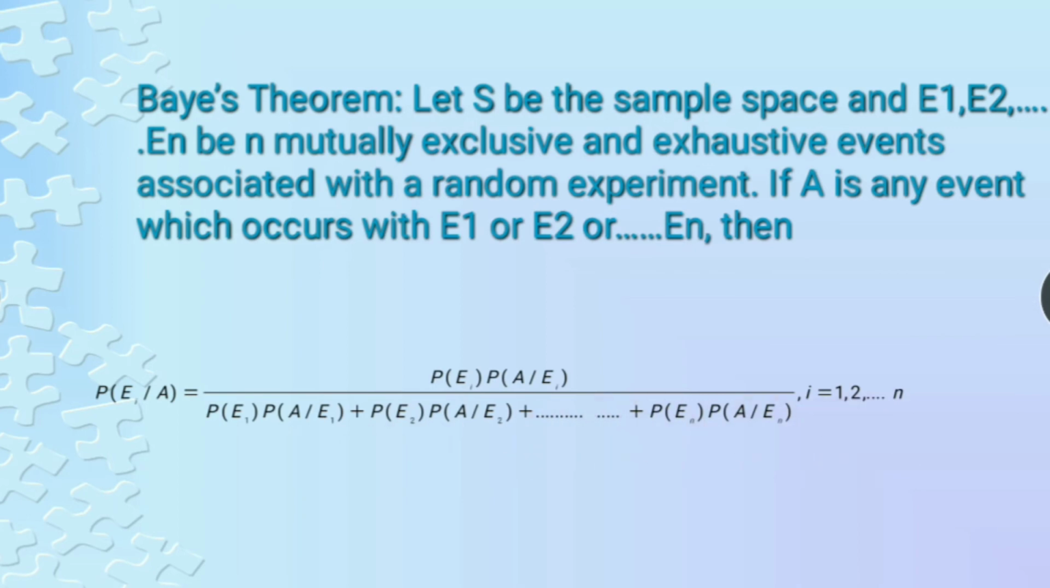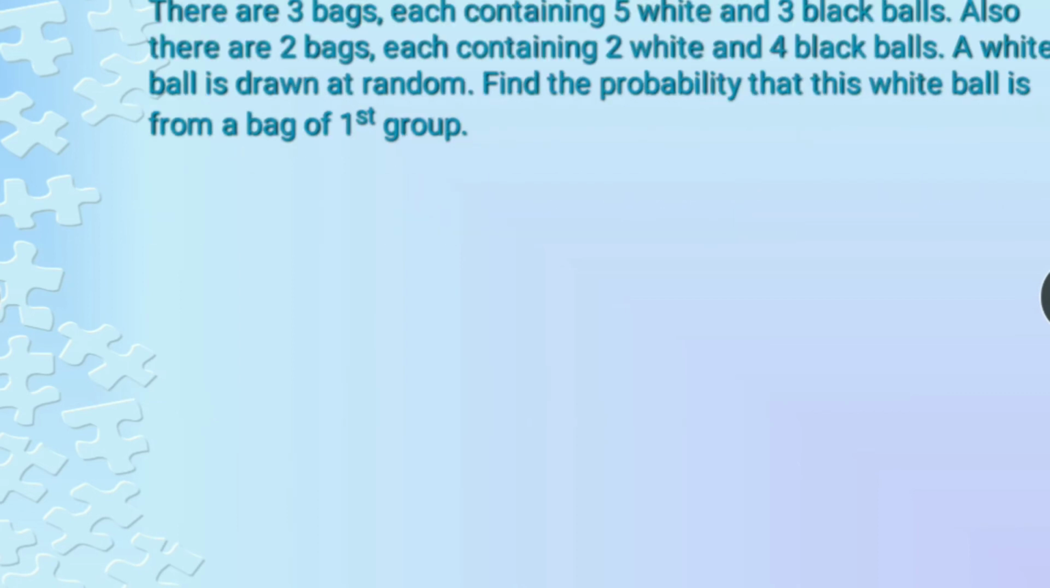It always gives us the conditional probability of event Ei given A has already occurred. So this is the Bayes theorem. So let's do one more example related to Bayes theorem. There are 3 bags, each containing 5 white and 3 black balls. Also there are 2 bags, each containing 2 white and 4 black balls. A white ball is drawn at random. Find the probability that this white ball is from a bag of first group.